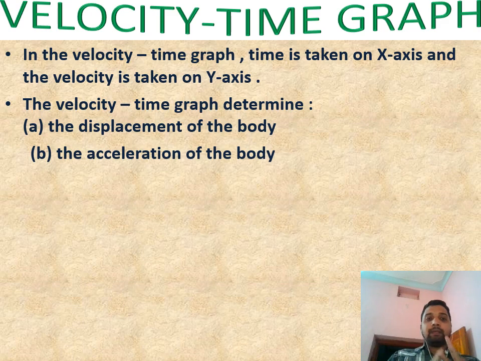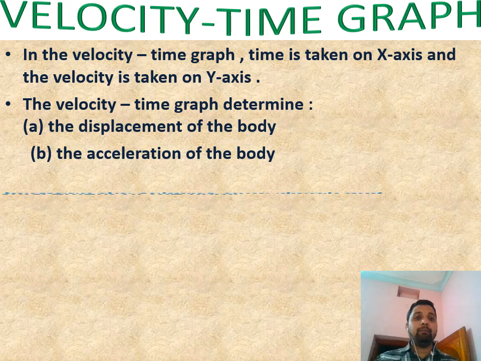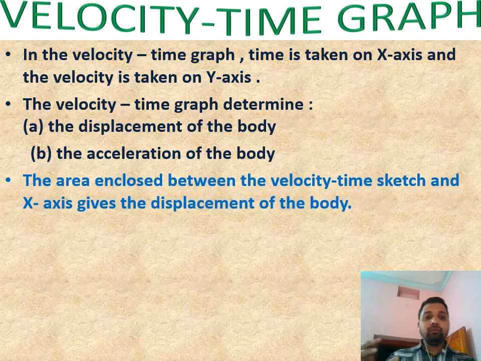Next one, we can determine from here two quantities. First quantity is the displacement of the body, means how much the body will move. Second thing, the acceleration. Rate of change of velocity is called acceleration. So acceleration we will be able to know from the velocity time graph. Here, how to find the displacement? Whenever we take a graph, the area enclosed inside the graph and the x-axis will give the displacement.